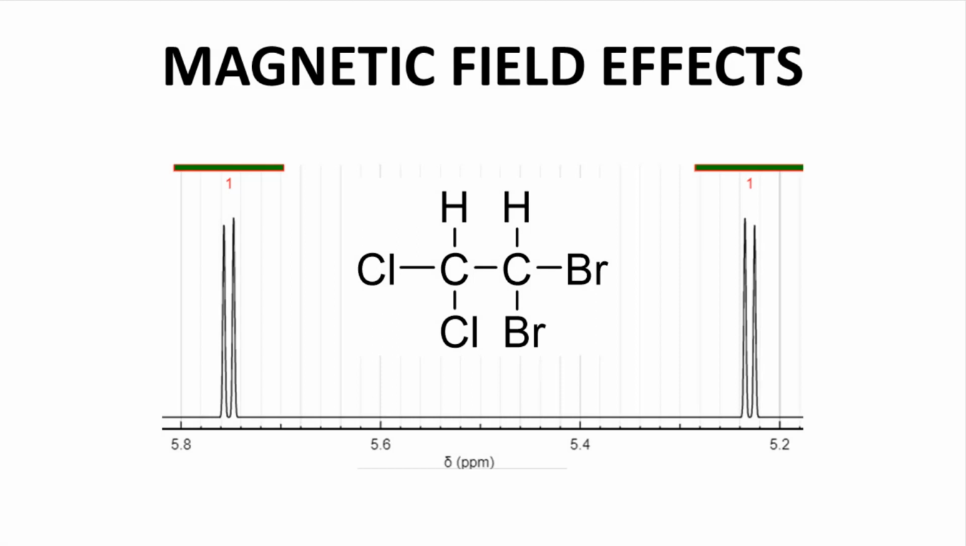Here is the spectrum. The signal for the proton next to the bromines is upfield at about 5.2 ppm. Note that the signal appears as two peaks in about a 1-to-1 ratio. The chemical shift is at the midpoint of this doublet. The other hydrogen, the proton next to the chlorines, is downfield at close to 5.8 ppm. It is also a doublet with about a 1-to-1 ratio because this hydrogen also has a single neighbor.